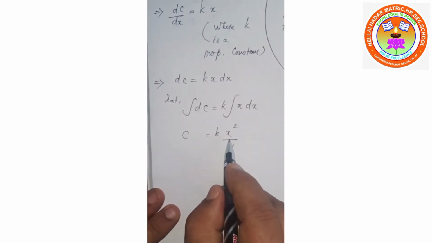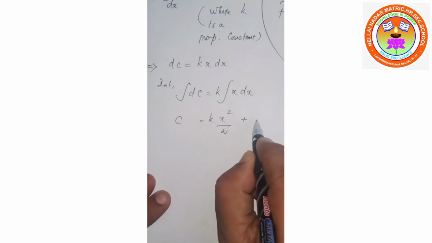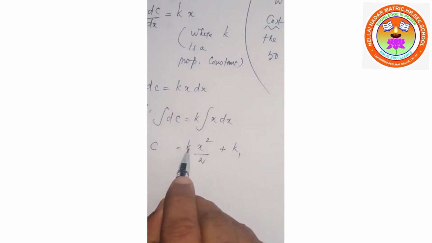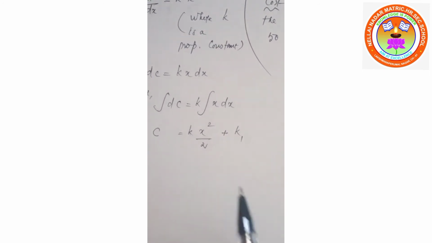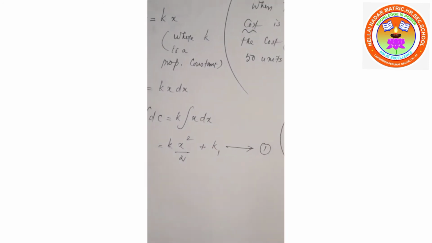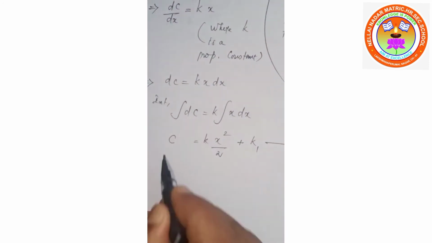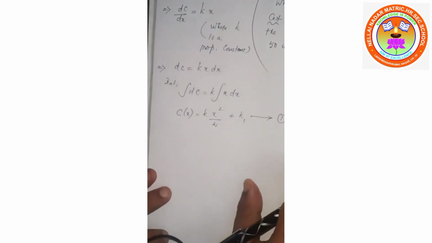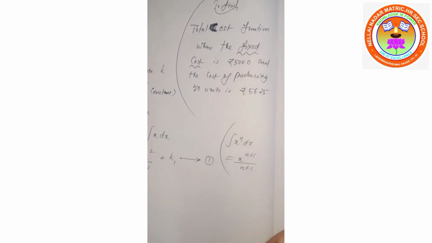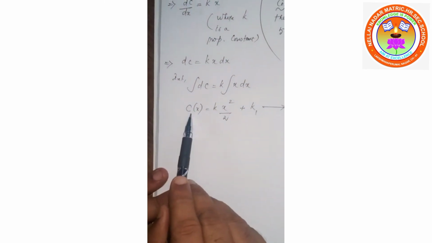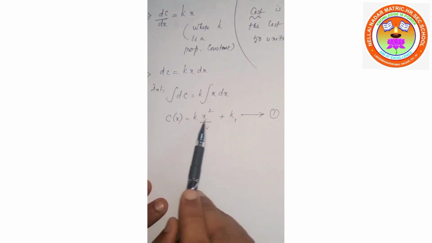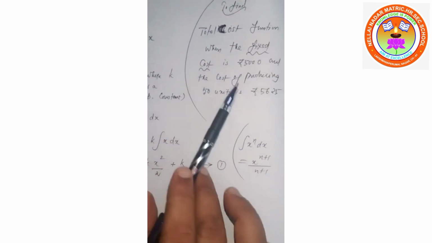Generally, once the integration is over, you introduce the constant k. Instead of k, I am introducing k1 because already we have k. Let it be number 1. C in terms of x, so you can write C of x. I have to find out C of x only, the total cost function. For finding C of x, you must know the values of k as well as k1. For finding k and k1, you have to apply these conditions.